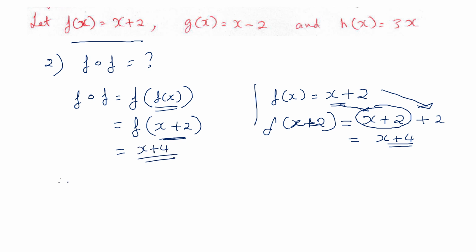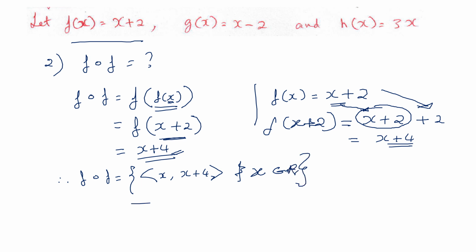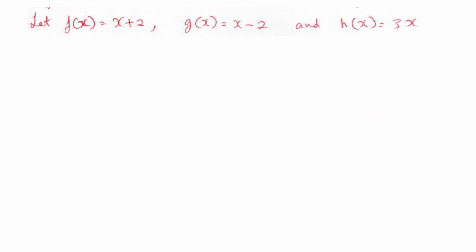Therefore F composition F is equal to, what is it? We started from this x, and the ending is this. So x comma x plus 4, for x belonging to R. Okay, so this is what is to be written. Now one more they have asked, the third one. We'll move on to that.